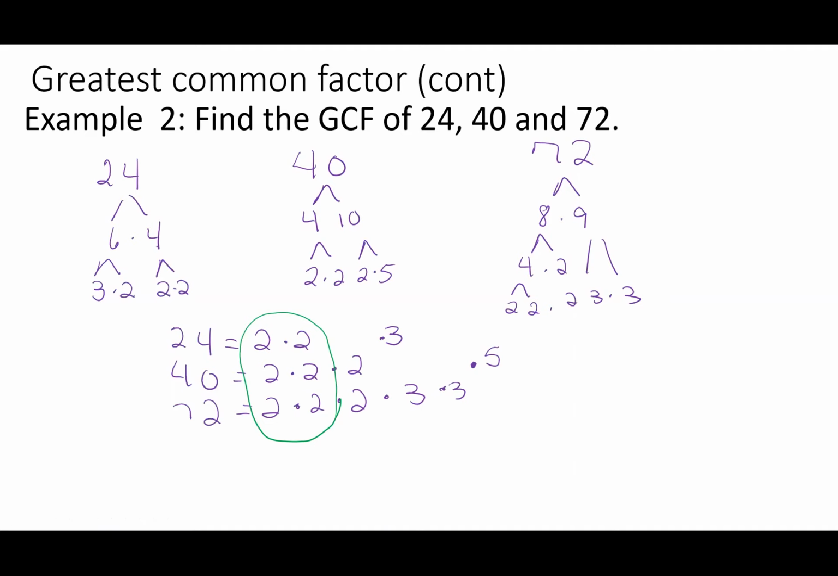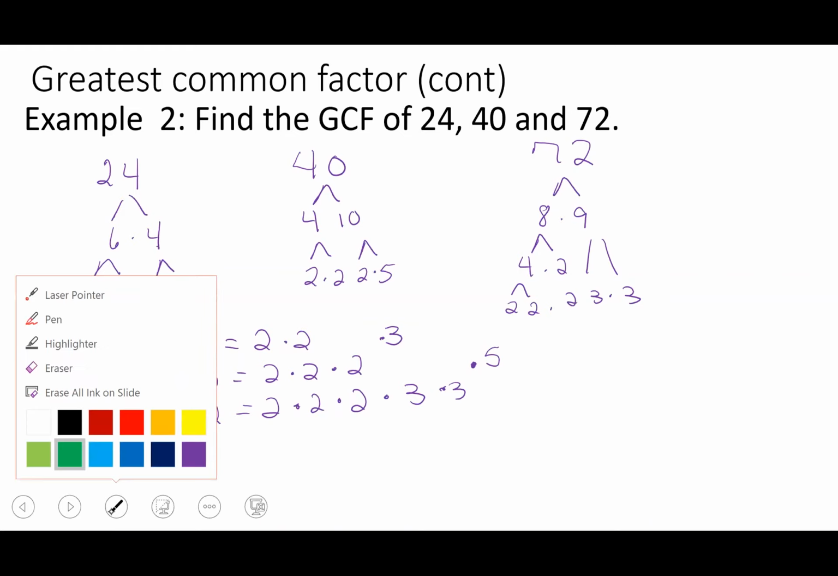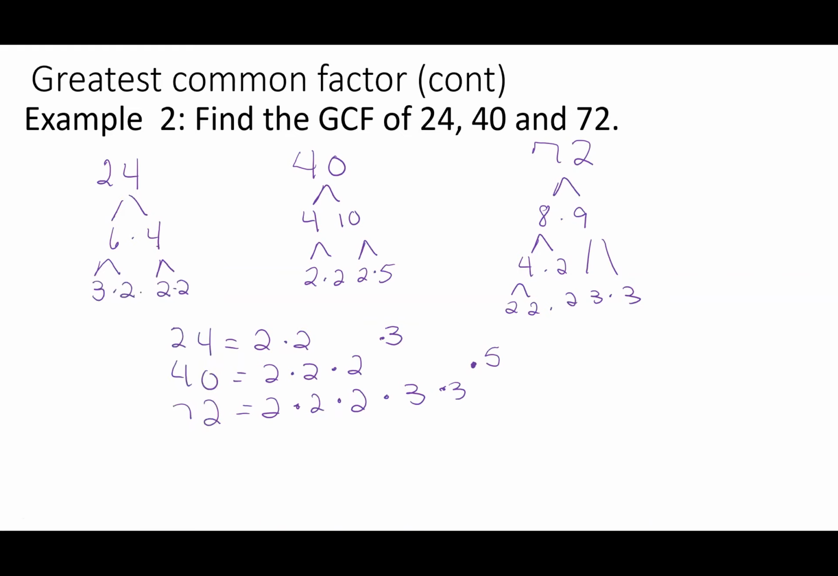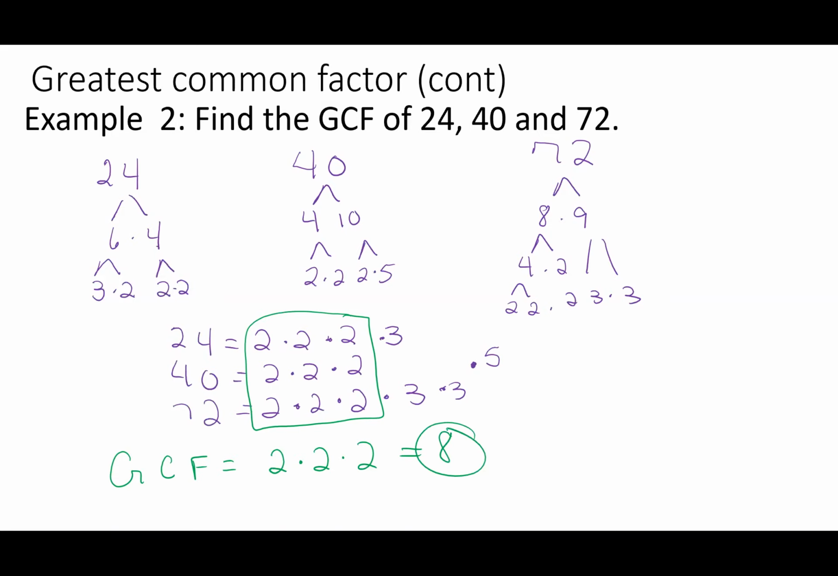Oh, wait, I missed on 24. I missed another 2 up here, didn't I? I only wrote 2 of them down, and there's 3 of them up there in 24. So my GCF is 2 times 2 times 2, or 8. Okay?